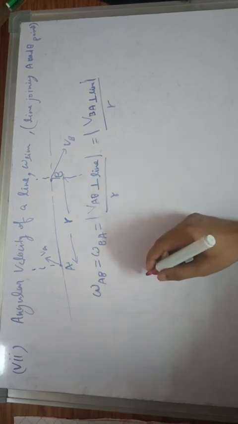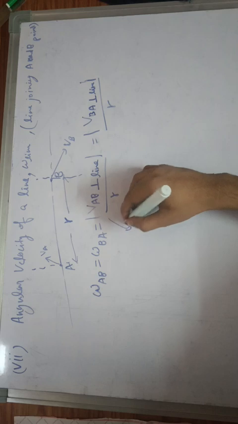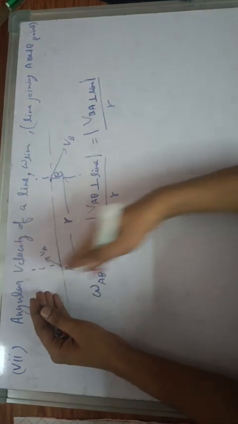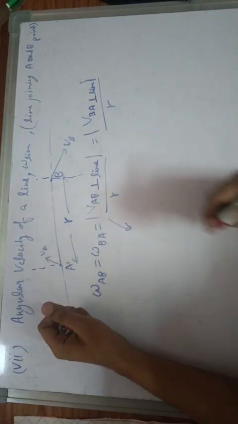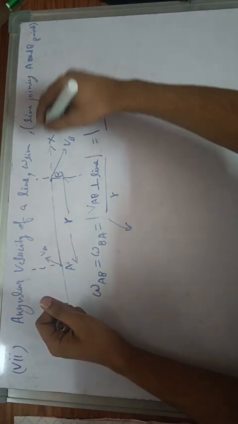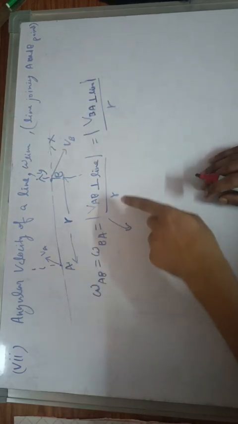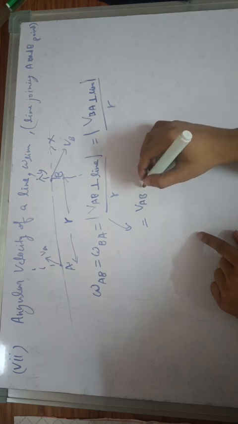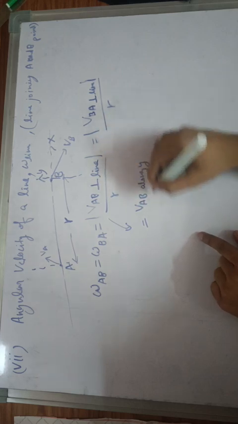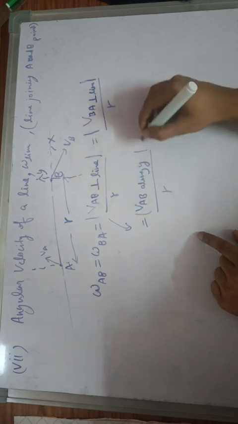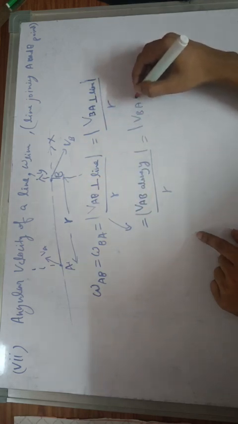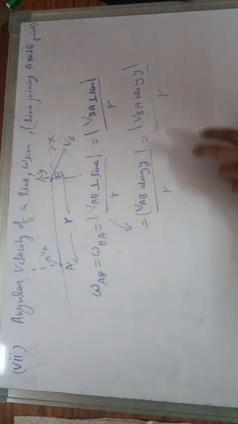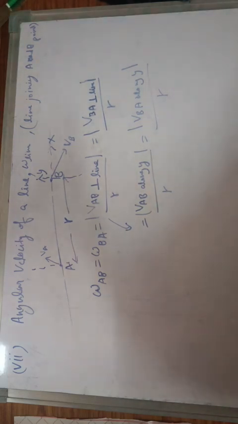Where VA perpendicular can also be written as, this is actually the relative velocity along this perpendicular to the line. Let's say this line is the x-axis, and this perpendicular is the y-axis. Then this will become velocity of A with respect to B along y-axis divided by R, that is equal to velocity of B with respect to A along y divided by R. So this is what it looks like.